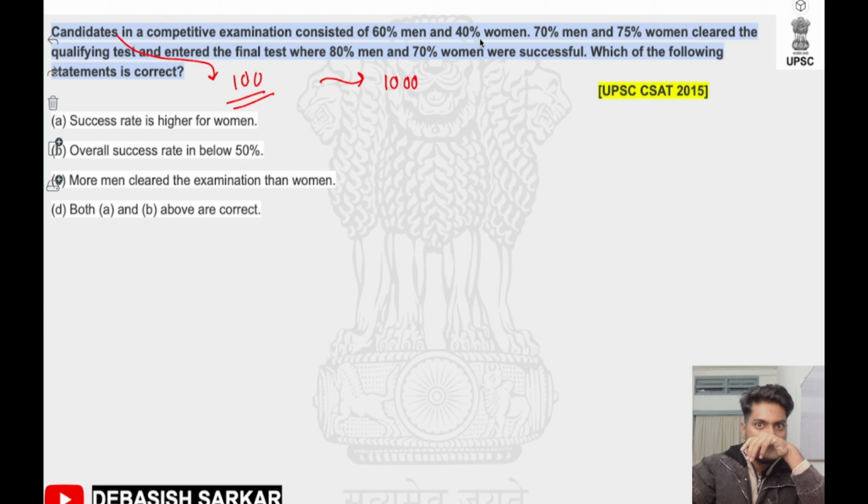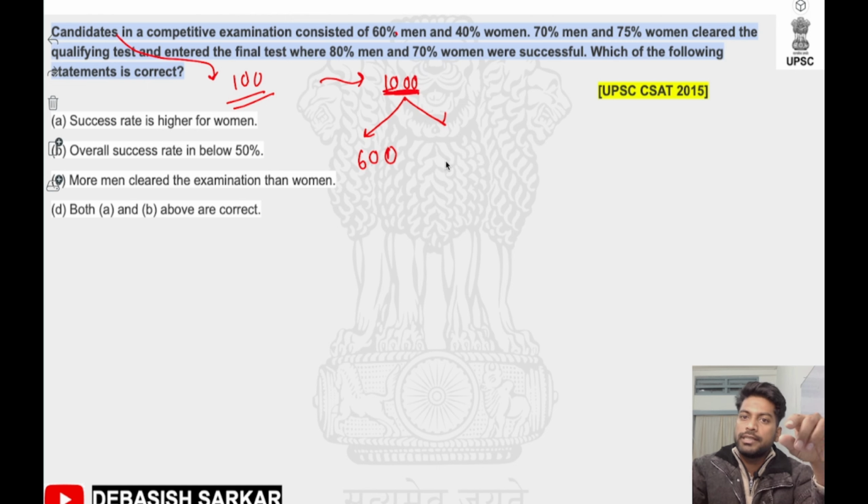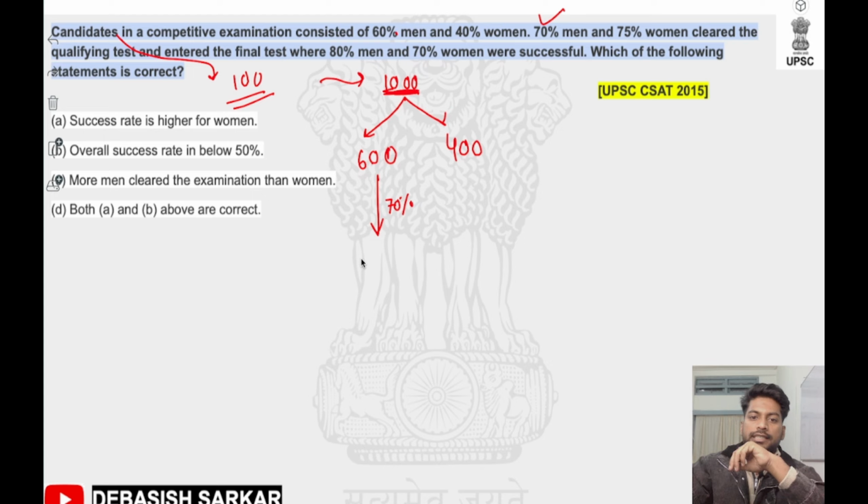Why? Because many times we have to do percentages. Now see, 1000 candidates. So how many men will be there? 60% men, it means 600 men. Got it? How many women will be there? 40%, it means 400. After that, 70% men cleared the qualifying test. So 70% of 600, that is 420.